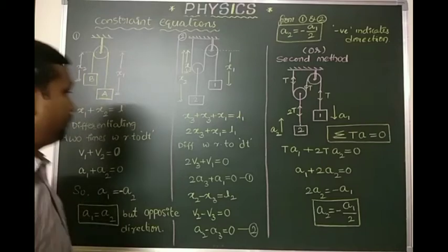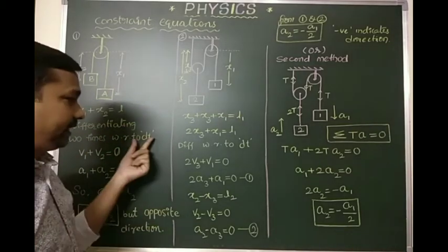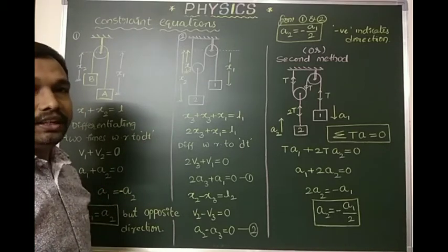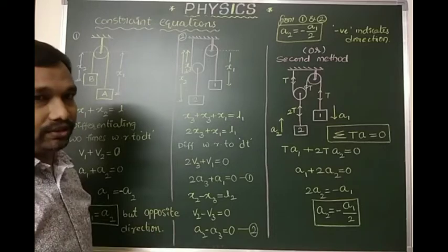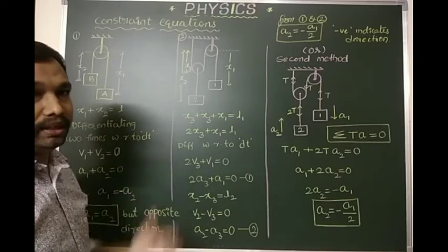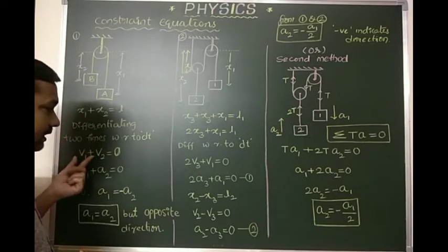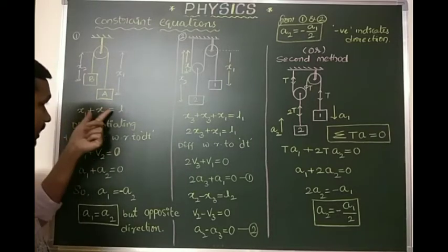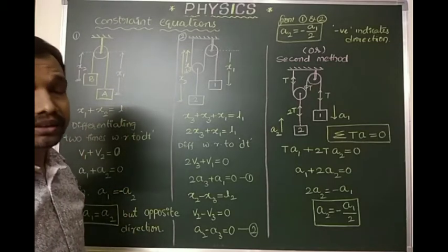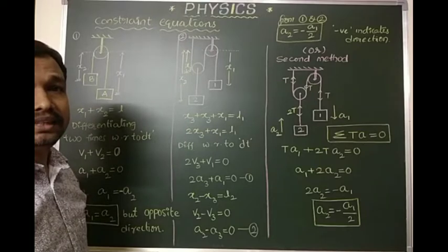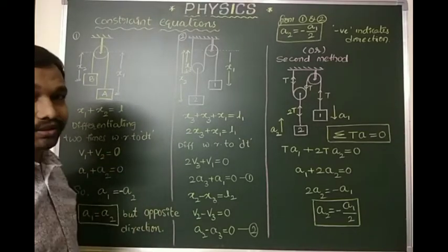Differentiating with respect to time, dt. If we differentiate displacement with respect to time, displacement by time is called velocity. So if we differentiate it once, we get velocity. First body v1, second body v2. What about L? The length remains constant, and the differentiation of a constant is 0. So we get v1 plus v2 is equal to 0.